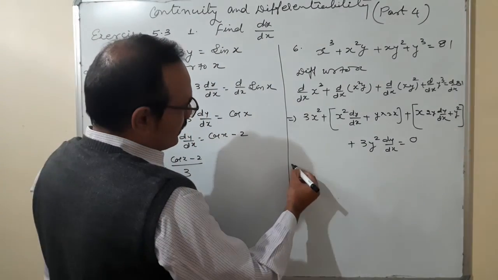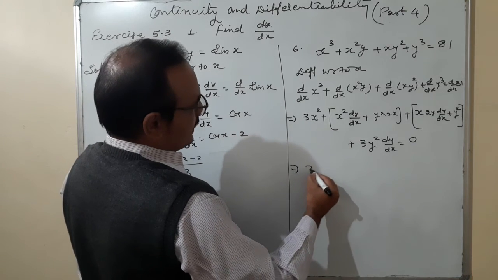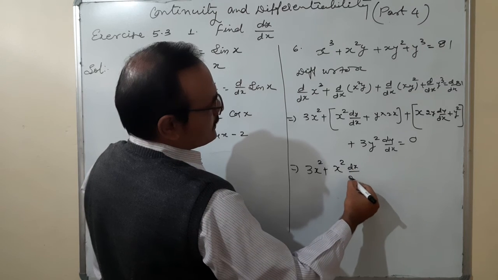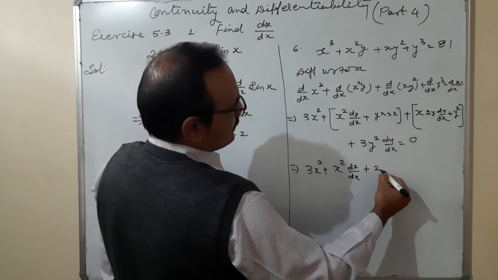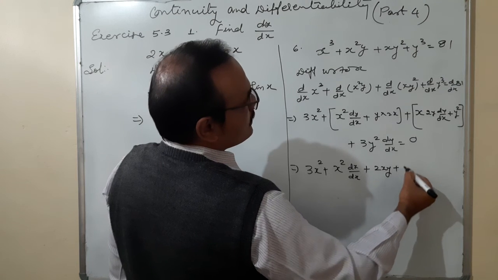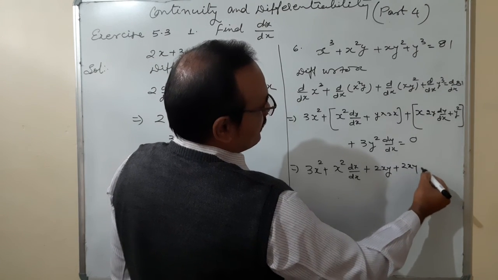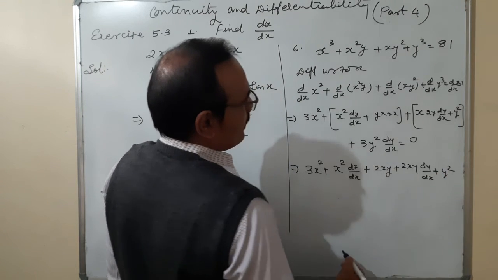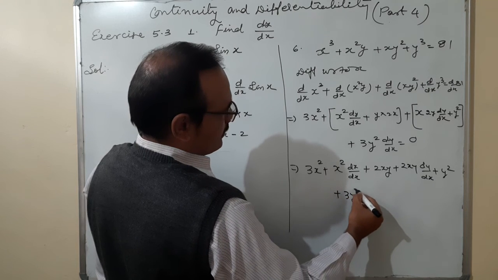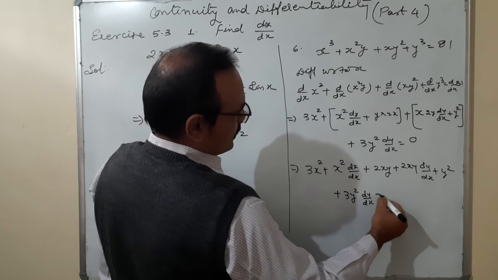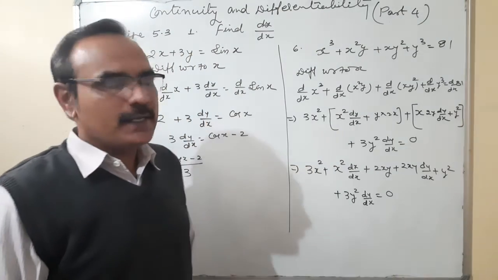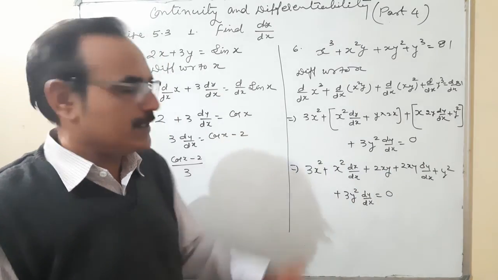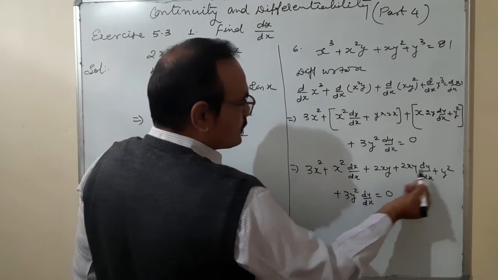In the next step, 3x square plus x square dy by dx plus 2xy plus 2xy dy by dx plus y square plus 3y square dy by dx is equal to 0. Since we are finding the value of dy by dx, whatever terms have dy by dx will be kept on the left hand side, and the other terms will be shifted to the other side. The dy by dx terms are the 1st, 2nd and 3rd terms.